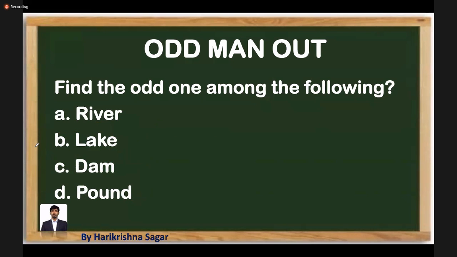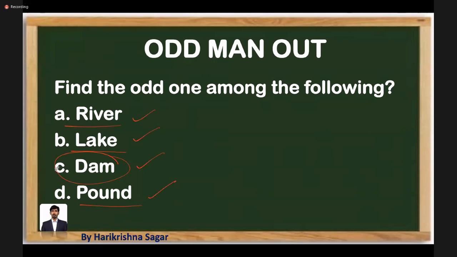Look at the next one which is available. What is the odd man out of the following? River, lake, dam, and pond. So if you observe, river, lake, and pond are natural resources, but dam is an artificial one. That's the reason odd man out is going to be option C.